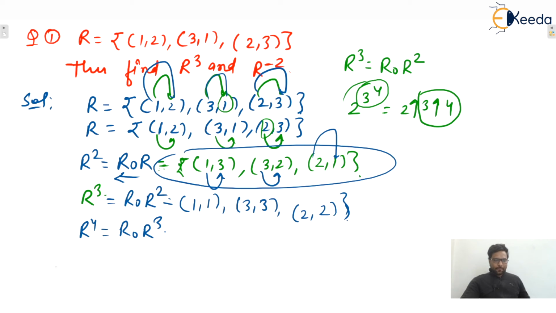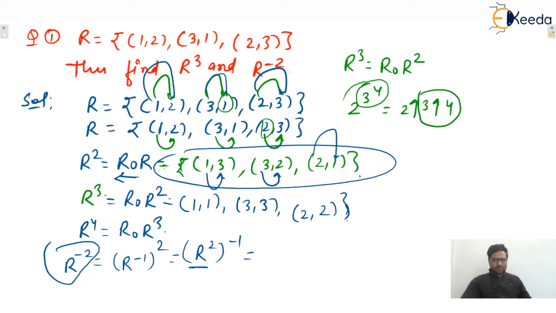Now you only tell me, can we write r power minus 2 like that or not? R power minus 1 whole power 2, isn't it? That means that is r square whole inverse, isn't it? So r power minus 2 will be r square whole inverse. So r square we already calculated.